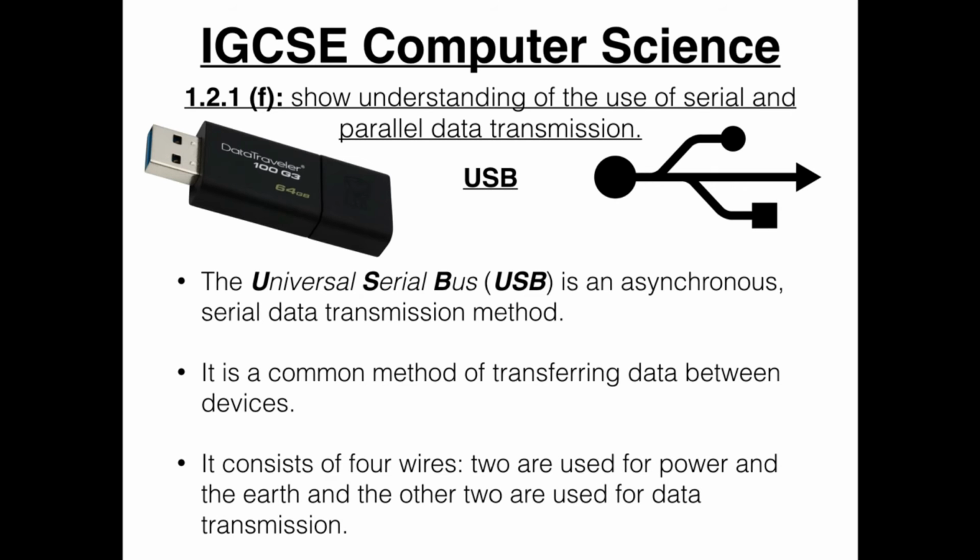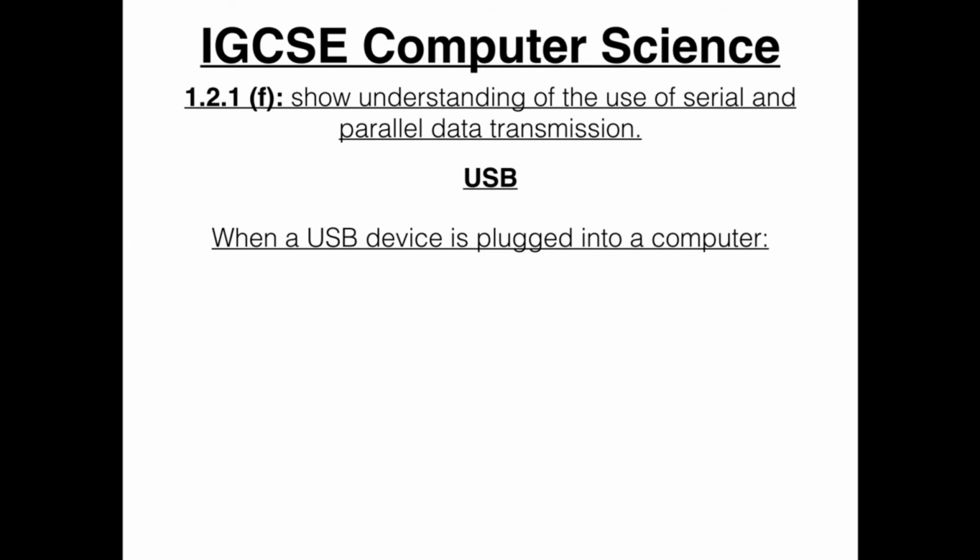and it consists of 4 wires. 2 are used for power and the Earth, not the planet Earth, the physics Earth, and the other 2 are used for data transmission. So yeah, it's pretty common. It's a pretty common method of data transmission. So you pretty much see it everywhere nowadays. And we'll talk about the advantages soon.